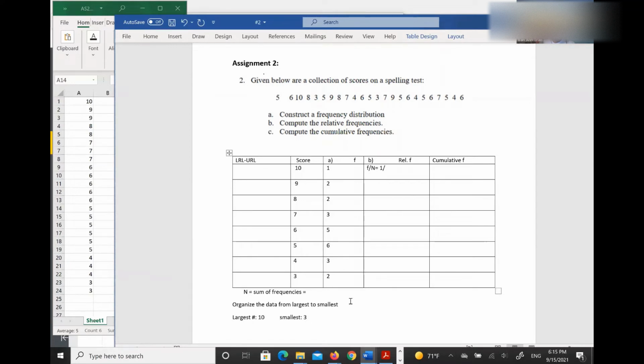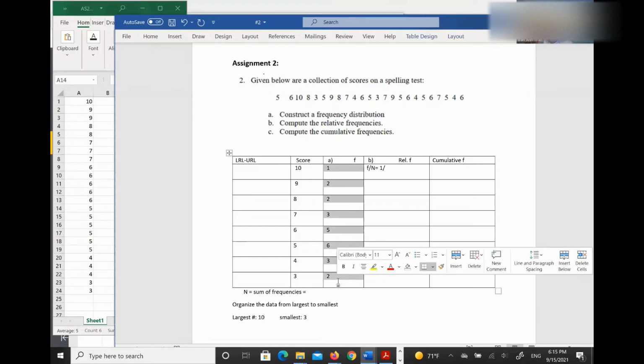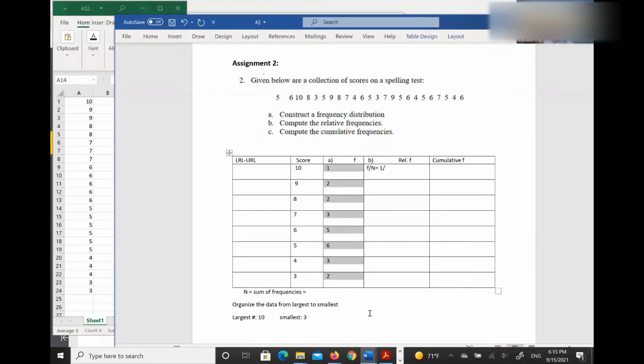Now let's go back to the sample size. If you add all the frequencies here, what is the sum, everyone? All right, it would be 24. Good, 24. So you want to divide 1 by 24. And what is the answer, everyone? What is 1 divided by 24?